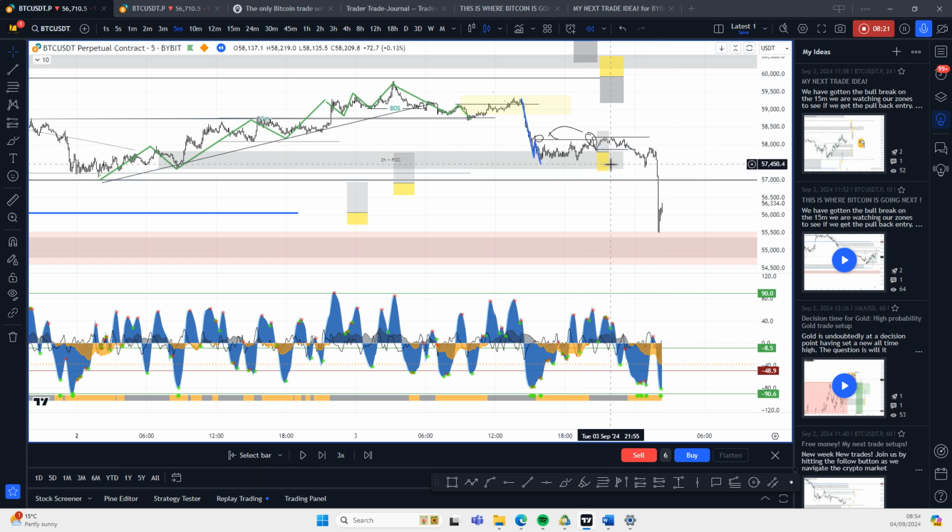So was there a trade there? Could we have entered a trade there? No, there was no confirmation. We planned it, we got ready for those zones, but we did not get our confirmations. And remember, if we don't get our confirmations, there's no point entering a trade.